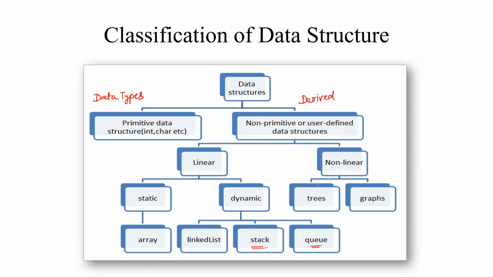Then, non-linear data structures. These data structures are trees and graphs. These data structures can also be dynamic. Mostly, we will implement these data structures as dynamic data structures. Why? That we will see in some time, that we have some advantages of dynamic data structures.